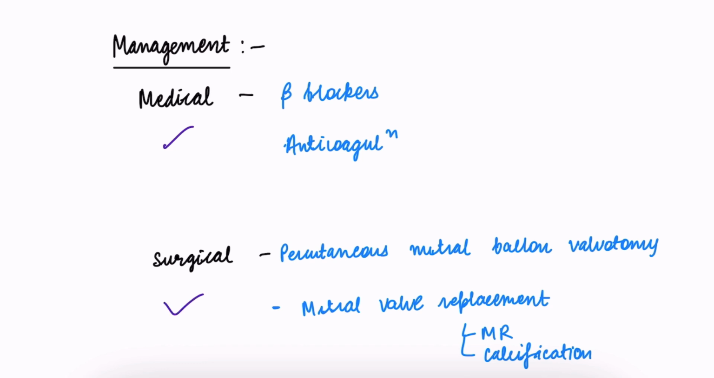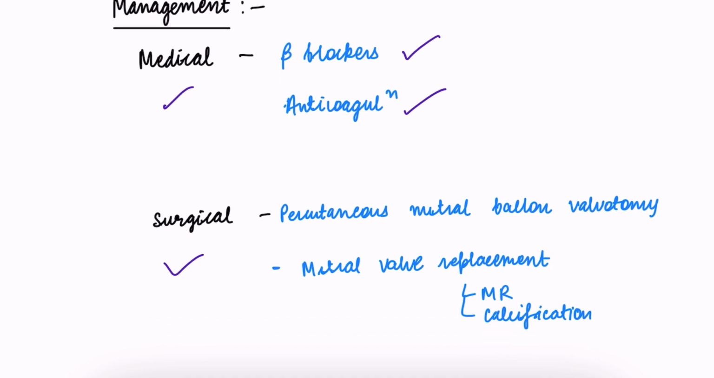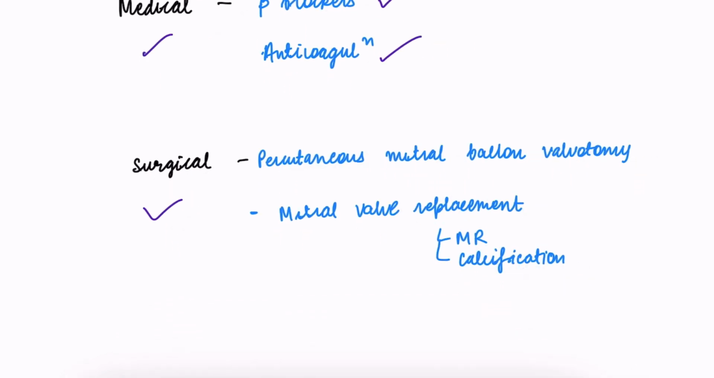Now, in medical management, as we have seen, the increase in heart rate was the problem which can cause dyspnea in the patient. So, we can give beta blockers, and since there were chances of formation of clots, we will give warfarin. In surgical management, we can do percutaneous mitral balloon valvotomy, which will improve the stenosis by widening it, so that the blood can easily flow from the left atrium to the left ventricle. And in cases such as mitral regurgitation and calcification, we will opt for mitral valve replacement.